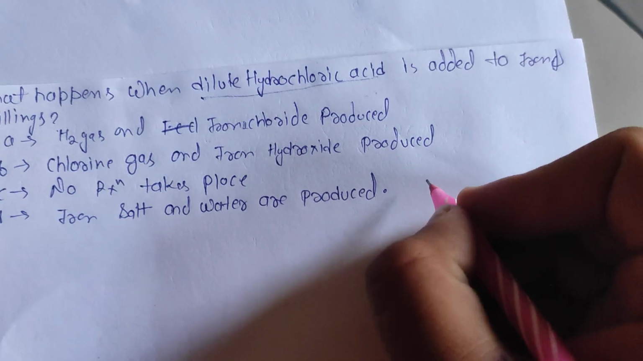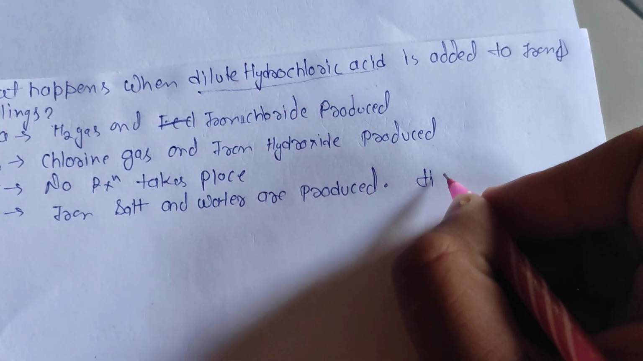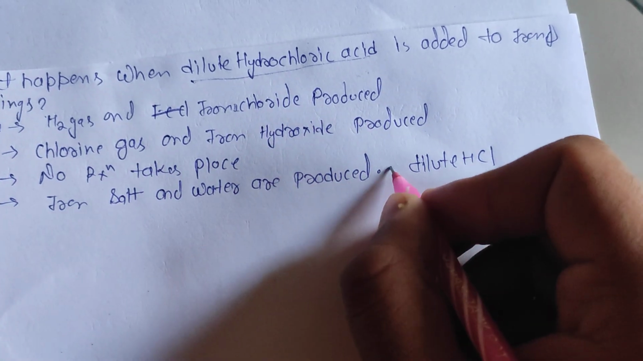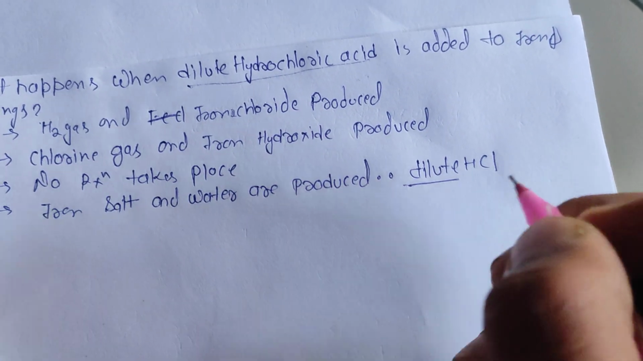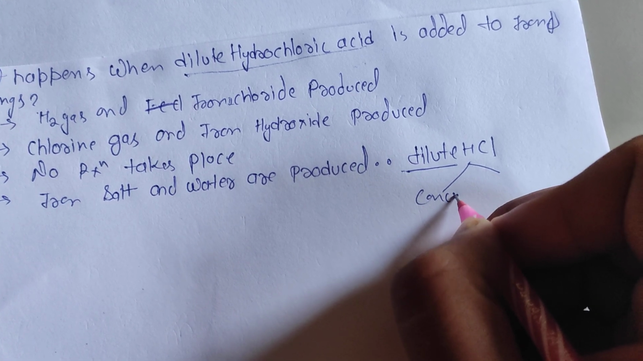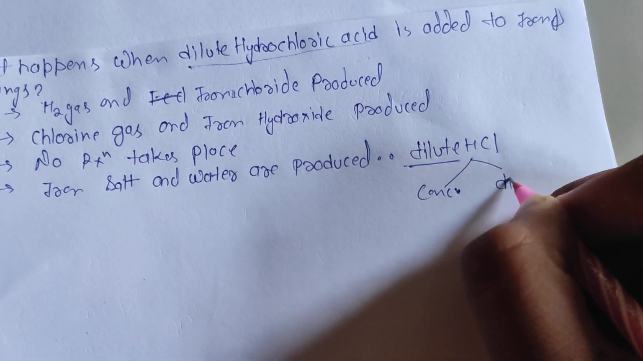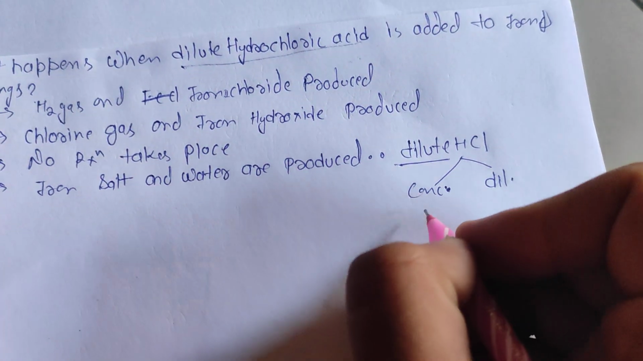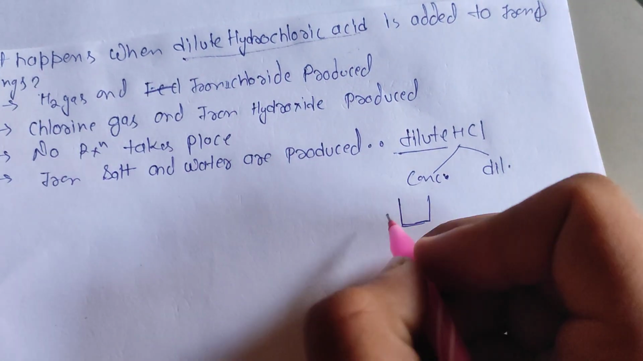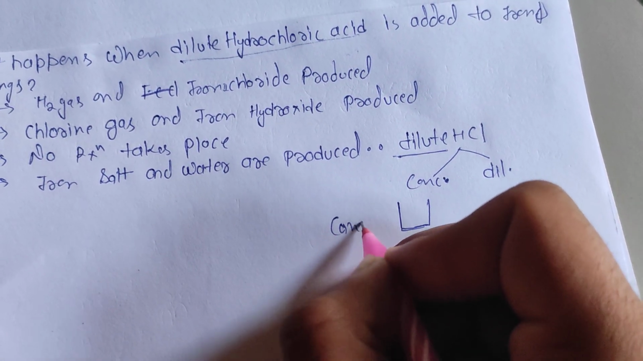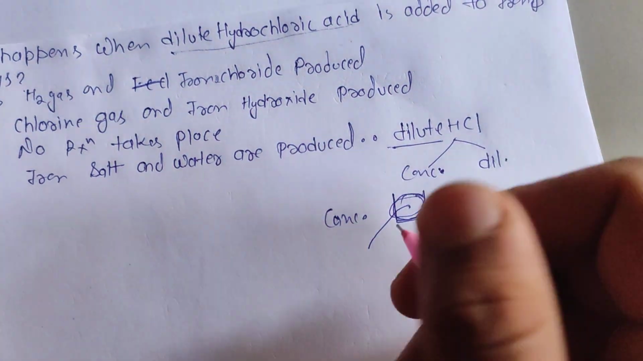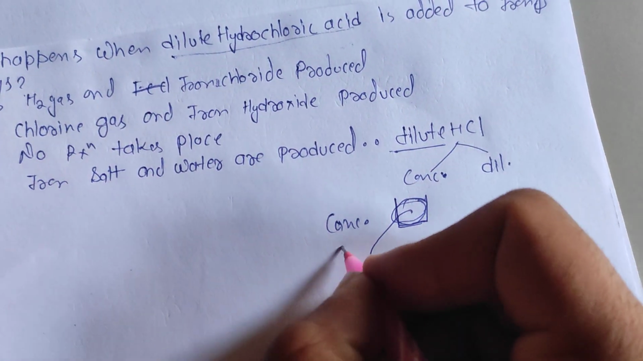So first, understand what dilute hydrochloric acid is. When the term is dilute, hydrochloric acid is of two types. First is concentrated, and second is dilute. Concentrated means, for example, the first beaker contains concentrated HCl, meaning the whole beaker contains HCl in a large amount, and nothing else.